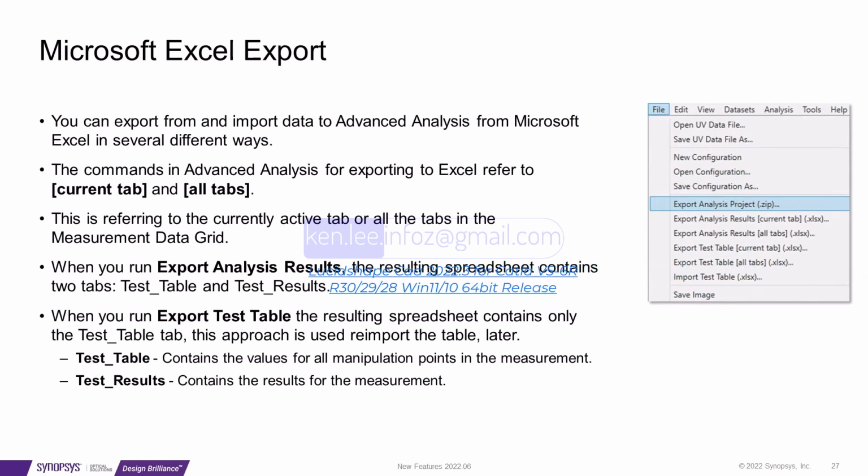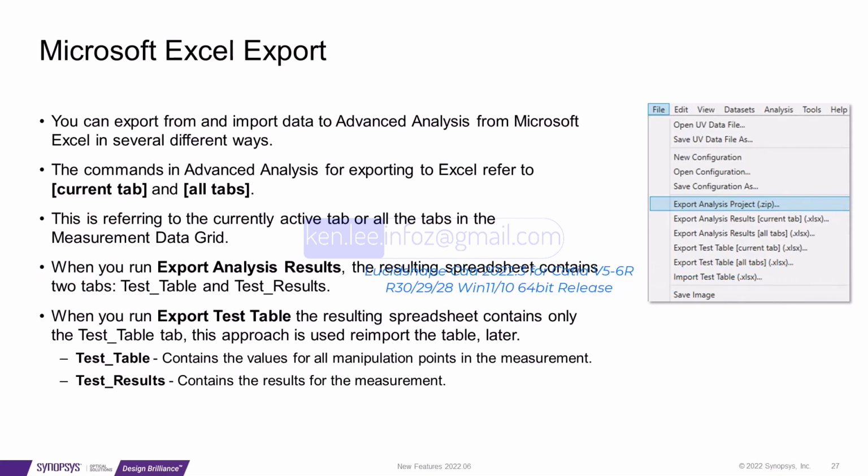The measurement data grid contains a large amount of data that you may want to manipulate further outside of advanced analysis. You can export from and import data to advanced analysis from Microsoft Excel in several different ways. The commands in advanced analysis for exporting to Excel refer to Current tab and All tabs. This is referring to the currently active tab or all the tabs in the measurement data grid.